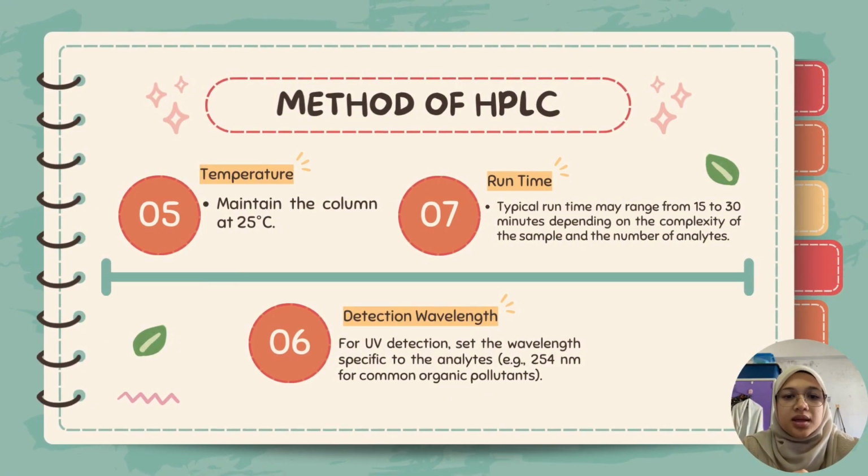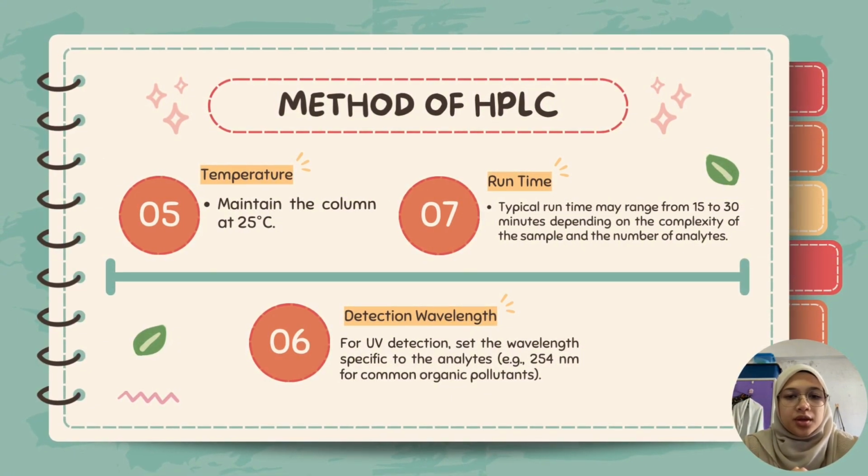Step number 6, detection wavelength. For UV detection, set the wavelength specific to the analyte. For example, 254 nanometers for common organic pollutants. And the last step is runtime. Typical runtime may range from 15 to 30 minutes depending on the complexity of the sample and the number of analytes.